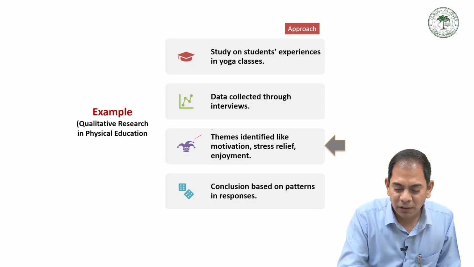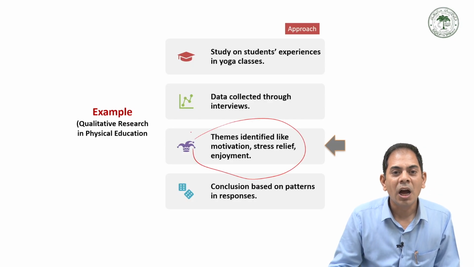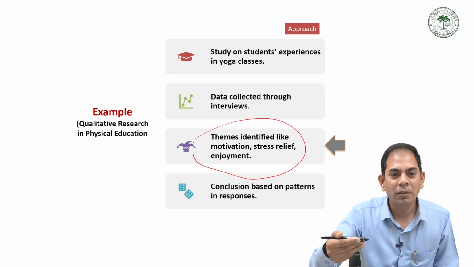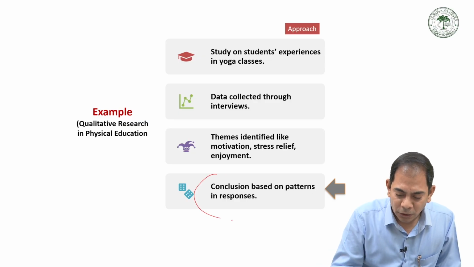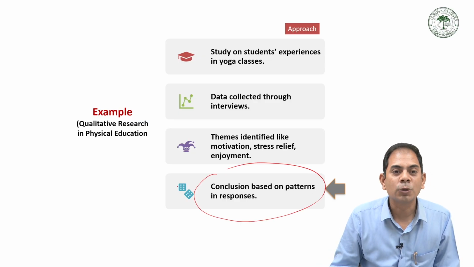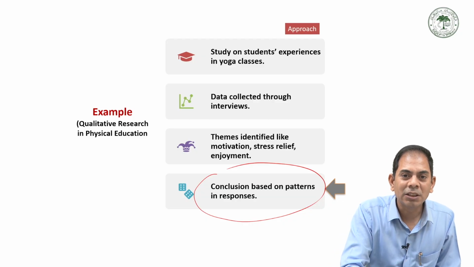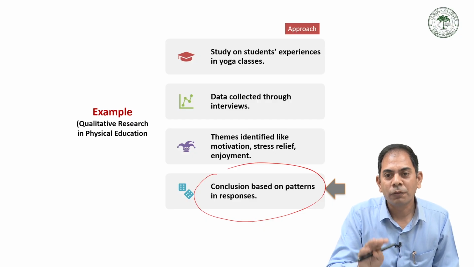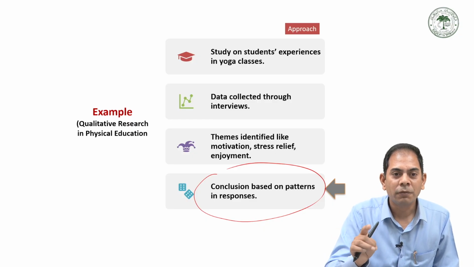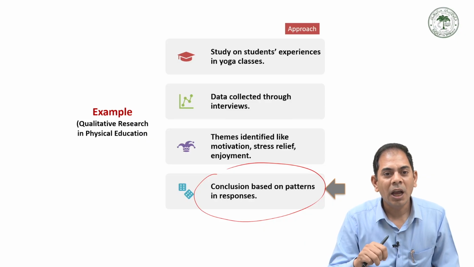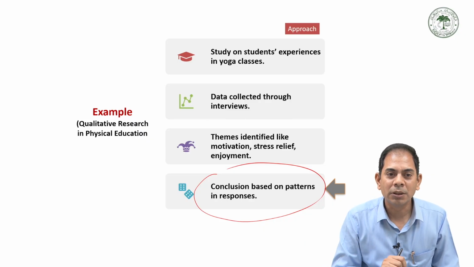Next is theme identification, like motivation and all these things. After collecting the responses, the researcher analyzes the themes and identifies common ideas or patterns. Next is the conclusion based on the patterns in the responses. Instead of using statistics, the conclusions are drawn from these repeated themes. For example, the researcher may conclude that yoga improves mental well-being and reduces stress among the participants.